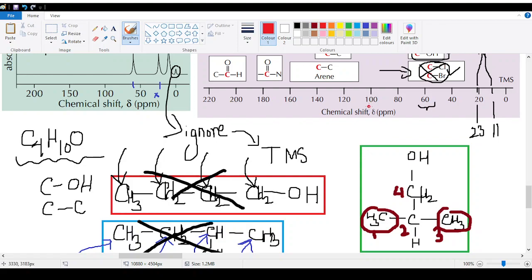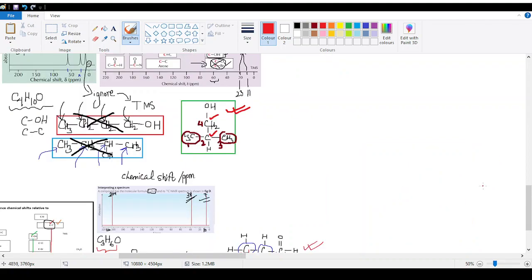They are responsible for one peak. This is responsible for another peak. This is responsible for the third peak. So that means this is a possible structure. This is the structure that makes the most sense with the graph. Is that fine or not? Did we understand this whole thing?